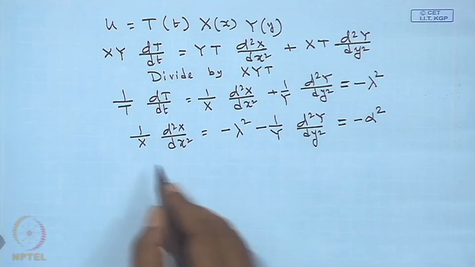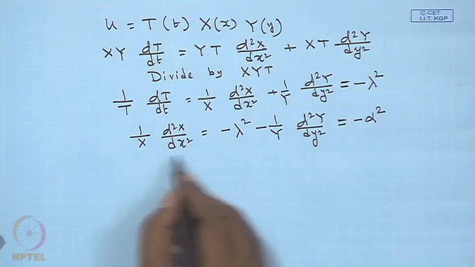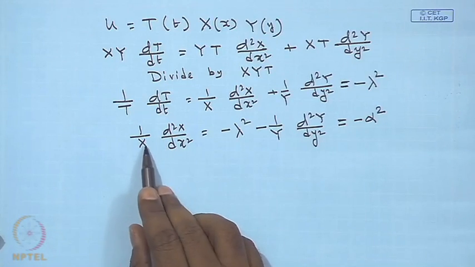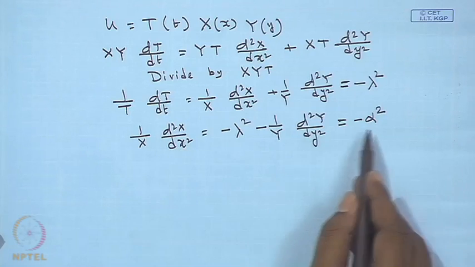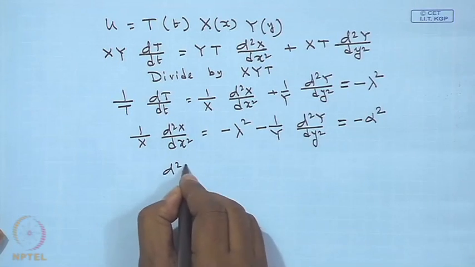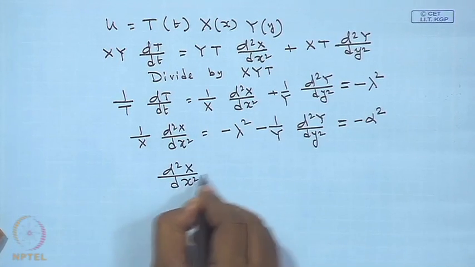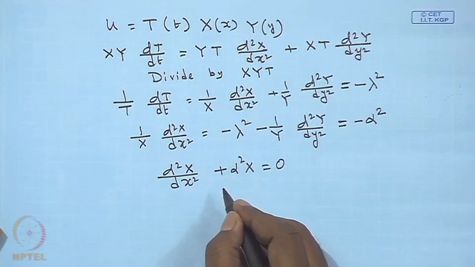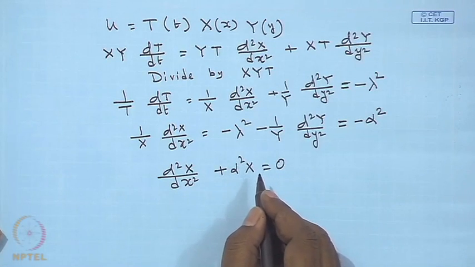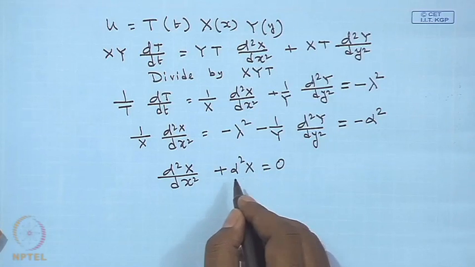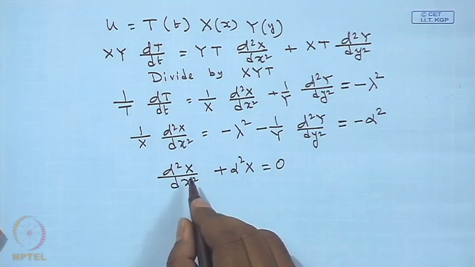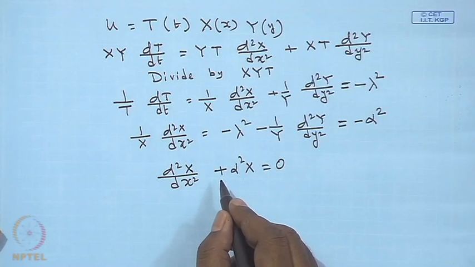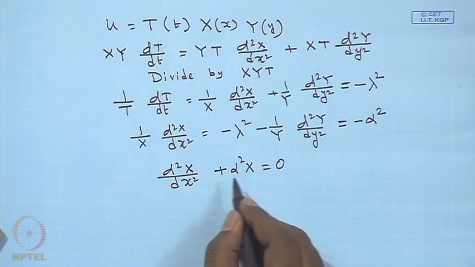Okay. Next, we formulate the governing equation of X. So, we equate 1 over X d²X/dx² with minus alpha square. So, you will be getting d²X/dx² plus alpha square X is equal to 0. Now, let us put down the boundary conditions on capital X. The x varying part must be satisfying the boundary conditions on x of the original problem.